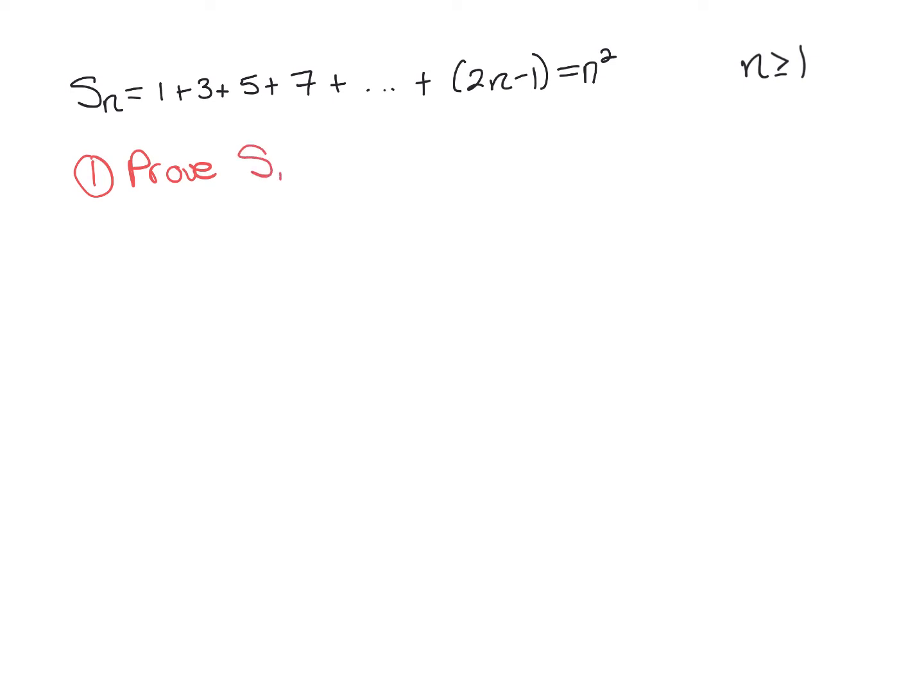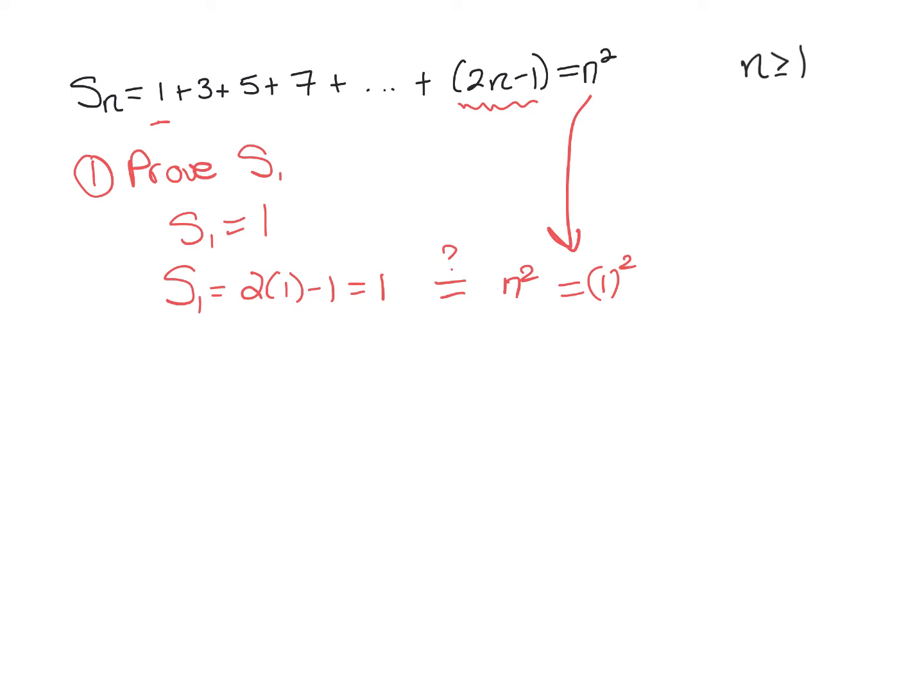S sub 1. S sub 1 really just means I'm taking just the first term. So you can say S sub 1. In this case, my first term right here is 1. The other thing you could do, if you don't believe that, is S sub 1 equals, take this piece, the formula they give you, 2 times 1 minus 1, which is 1. And then you use what they tell you it equals, and you're asking, does this equal n squared, which in our case is 1 squared? That equals 1. So right here, this 1 equals 1. Great. We proved it for S sub 1.